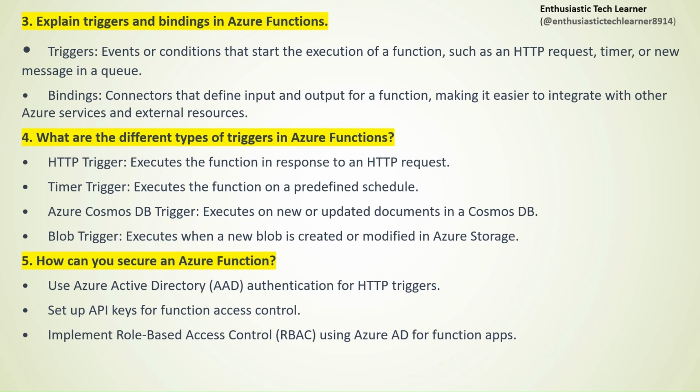How can you secure an Azure function? Use Azure Active Directory, AAD, authentication for HTTP triggers. Set up API keys for function access control. Implement role-based access control, RBAC, using Azure AD for function apps.